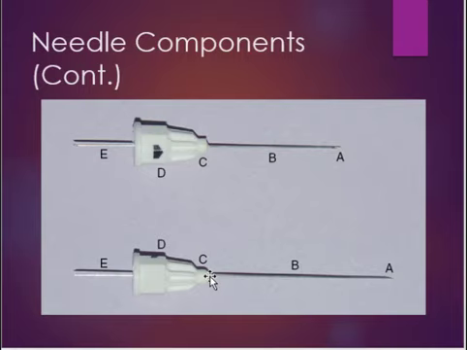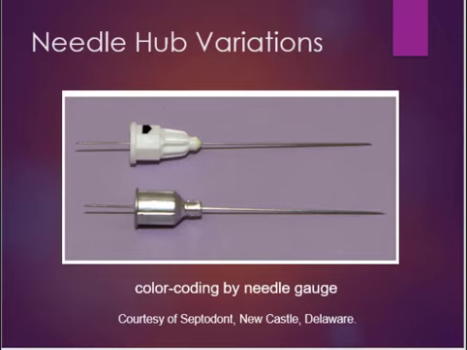The metal hubs are pre-threaded. They have a pre-threaded anterior that allows for easy attachment to the syringe, but the plastic hubs are not pre-threaded, so those can be pushed and screwed simultaneously. There are different needle hub variations. The hub and syringe adapter are made either out of plastic or metal, and that provides a means to attach the needle to the syringe at the hub.